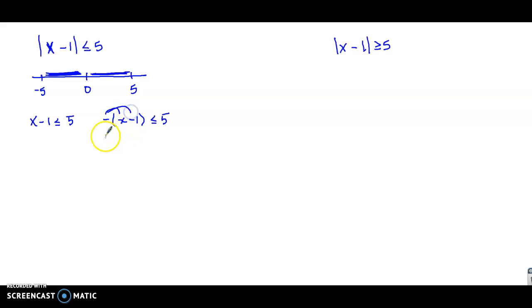Now when I distribute, I get negative x plus 1 less than or equal to 5. When I solve, negative x less than or equal to 4. And then when I divide by my negative 1, x becomes greater than or equal to negative 4. Also here when I solve, x, no change in my symbol. When I add 1, x is between 6.